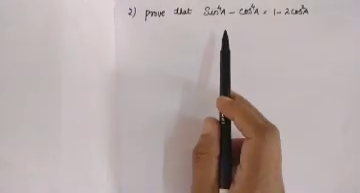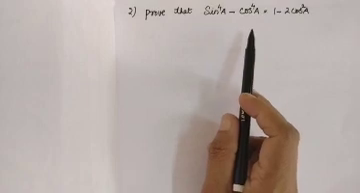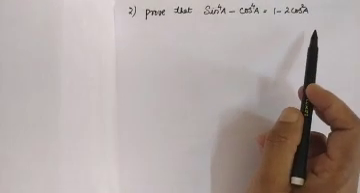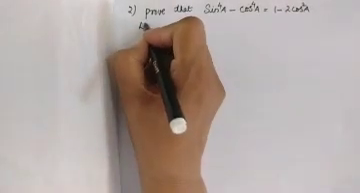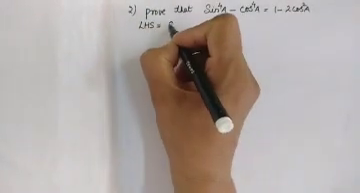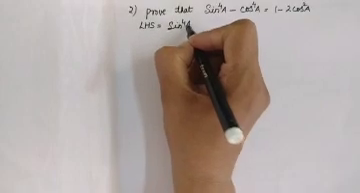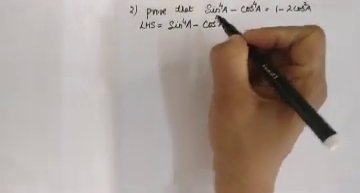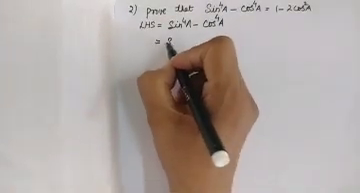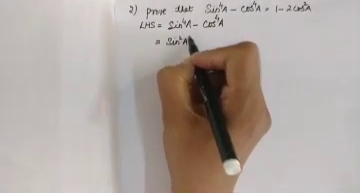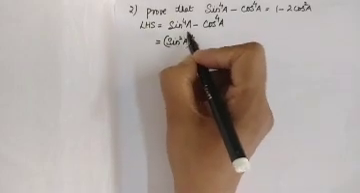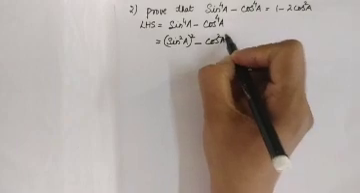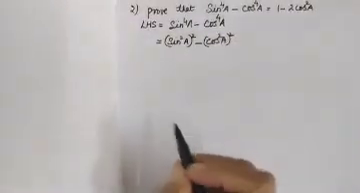Next, prove that sin raised to 4A minus cos raised to 4A equal to 1 minus 2 cos squared A. Here the left hand side is sin raised to 4A minus cos raised to 4A. This can be written as (sin squared A) the whole squared. Sin squared A the whole squared is sin raised to 4A. Similarly, this can be written as (cos squared A) the whole squared.